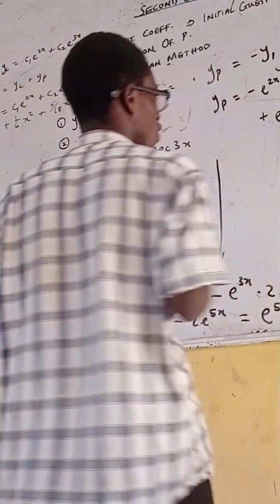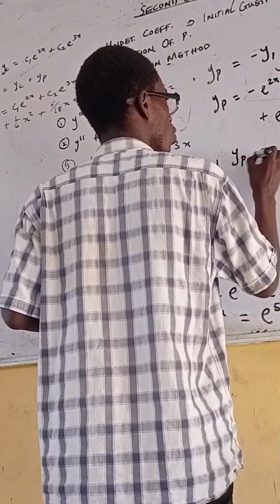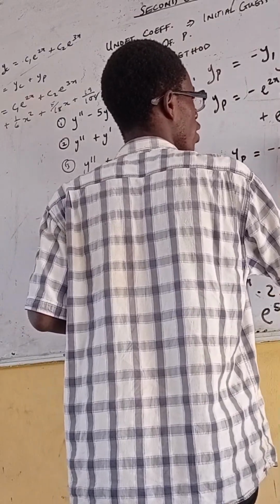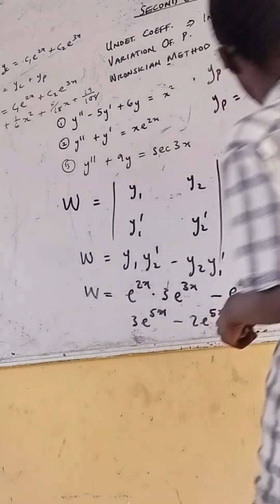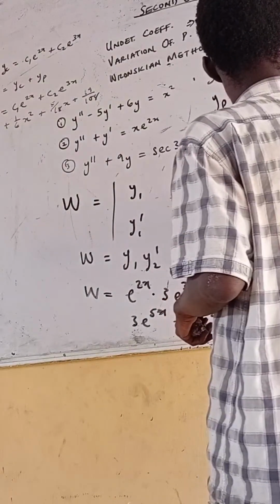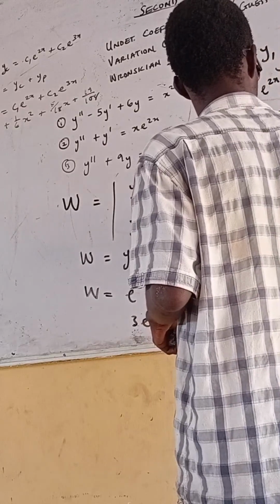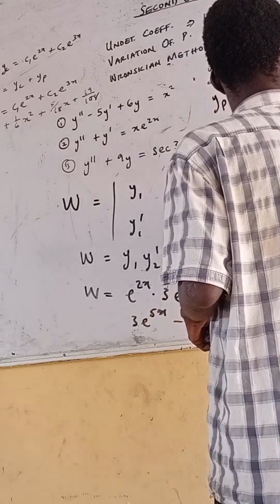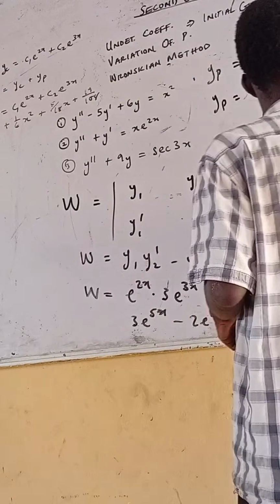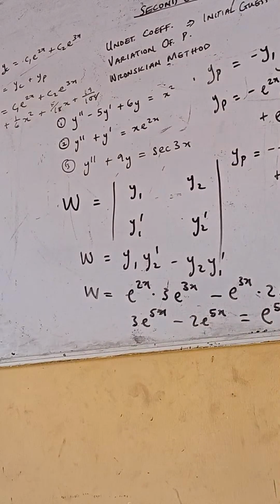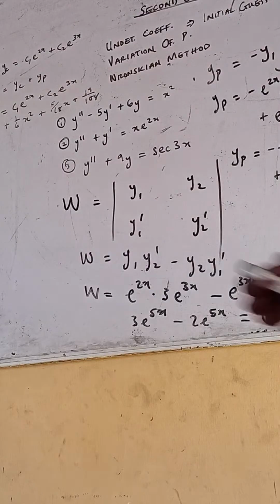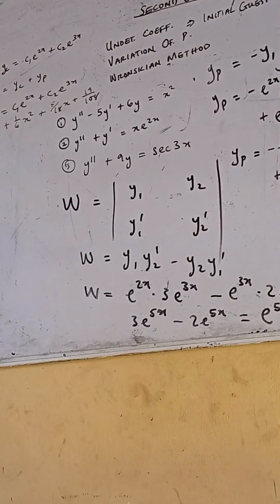So this one will now simplify to yp equals minus e raised to power 2x integral of x squared e raised to power minus 2x dx, plus e raised to power 3x integral of x squared e raised to power minus 3x dx. So these are the two things you can integrate and that will be our yp. So we're now using integration by parts.